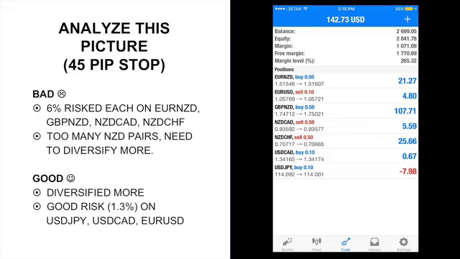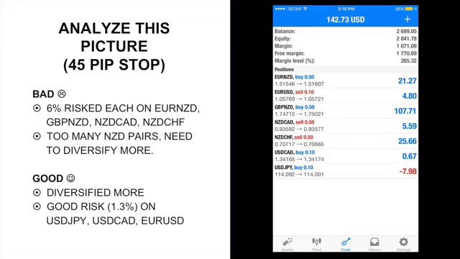The next thing, there's too many NZD pairs. They need to diversify more. I'm going to talk to you about correlated pairs, guys. You don't want to be in too many of the same types of pairs. If you got all NZD, they all get affected pretty much the same way. So go off to something else that doesn't have NZD. If you got a lot of USD pairs, then go branch off into something else.